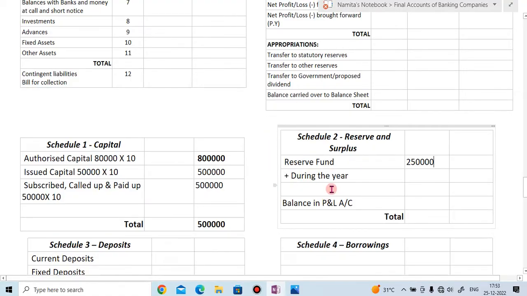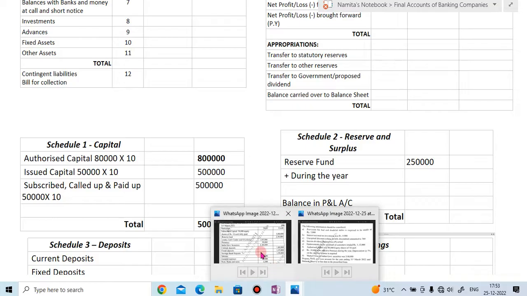Why are we writing 2,50,000 in the inner column? Because if there are any reserves during the year, we have to add them. Compulsorily, out of the net profit earned by the bank, 20% is to be transferred to the reserve fund. That's why we are writing the opening balance, that is 2,50,000, in the inner column, and we will add during the year reserves while closing the profit and loss account.